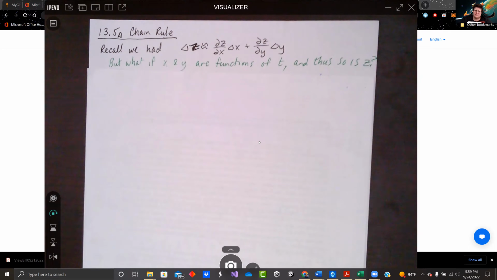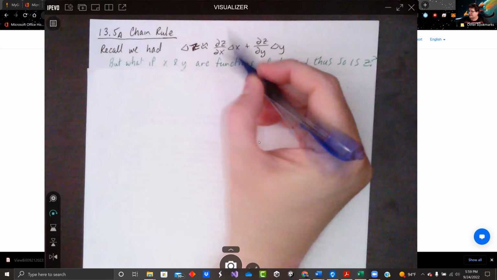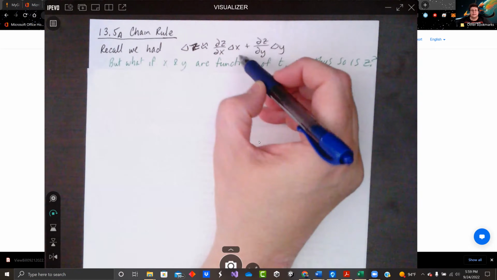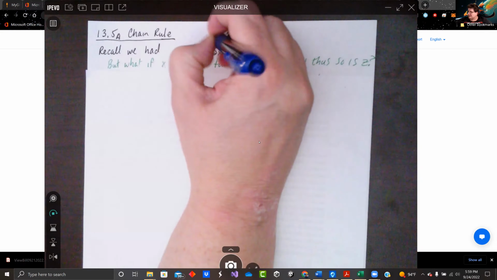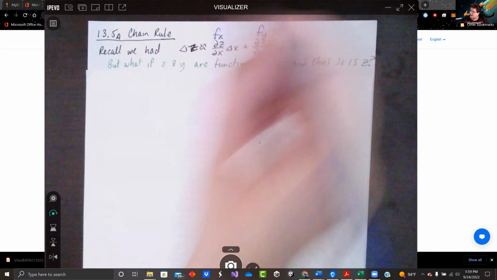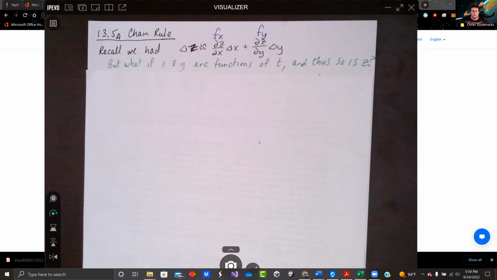Recall in the last section, we were talking about the delta z or delta f effectively is the partial derivative with respect to each thing, dz dx times delta x and dz dy times delta y. I had fx like that and fy like that. I'm trying to switch back and forth between them so you get used to seeing different kinds. But what if x and y are functions of time, or t? And that means z is a function of time too. How does this upgrade?